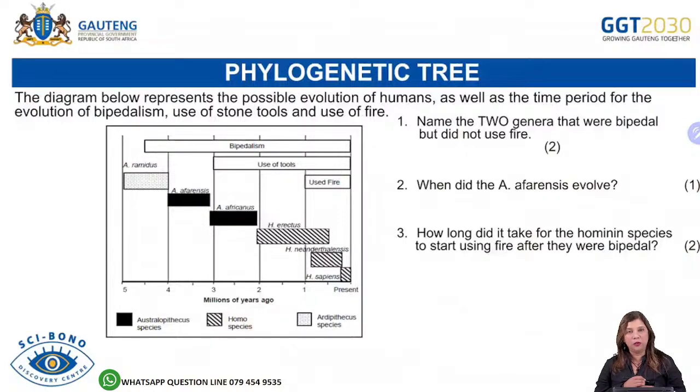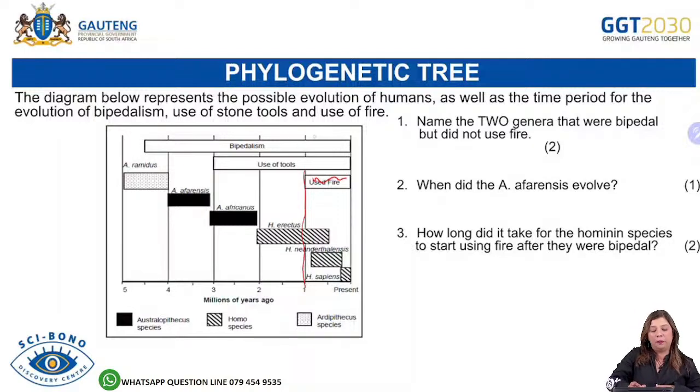If you go through this diagram, we're going to go very, very quickly, because now we know the skill. Name the 2 genera that were bipedal and did not use fire. So here's the ones that use fire, so we know that we can't include them. And they give you a key. They say Australopithecus species, Homo species, and Ardipithecus species. So we know already, because they're capital letters, we know their genus, isn't it? Right. So they want to know 2 genera that were bipedal but did not use fire.